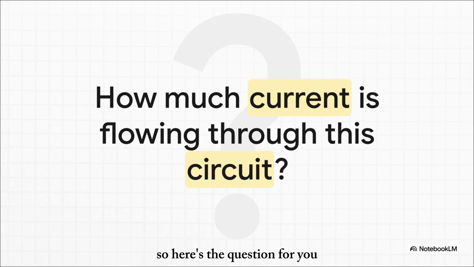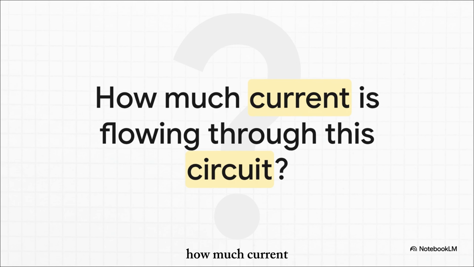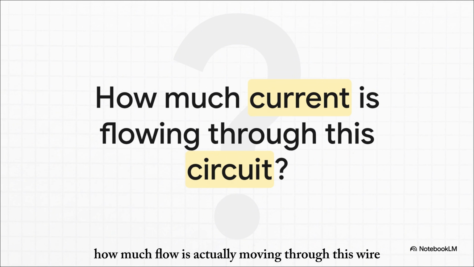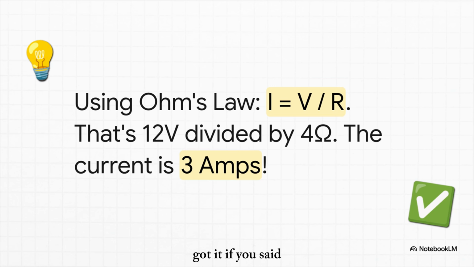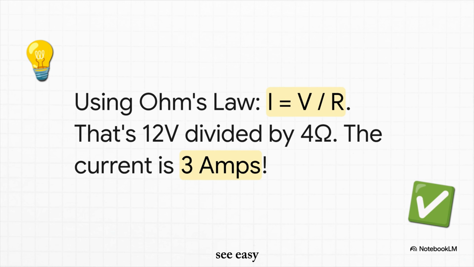So here's the question for you. Look at that Ohm's Law triangle we just talked about. How much current, how much flow is actually moving through this wire? What's the calculation you need to do? Got it? If you said we take the voltage and divide it by the resistance, you are absolutely correct. 12 volts divided by 4 ohms gives us 3 amps. See? Easy. And this kind of quick, simple math is what all of electronics is built on.